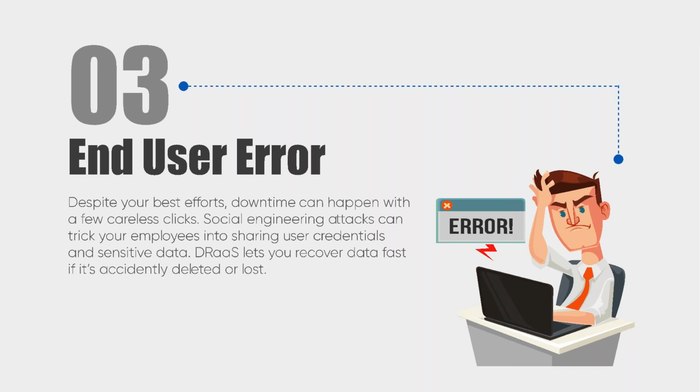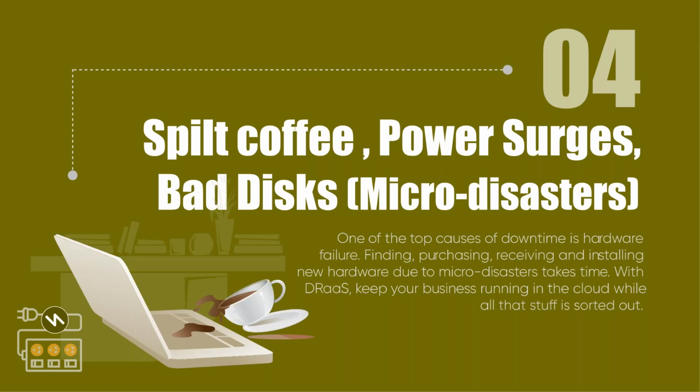And then that's going to bring us to number 4. So number 4 deals with those micro disasters. Now we took a look at the macro disasters with hurricanes, tornadoes, natural disasters, floods. But those micro disasters are far more common. They're more of the daily disasters, right? So the spilled coffee, power surges, brownouts.